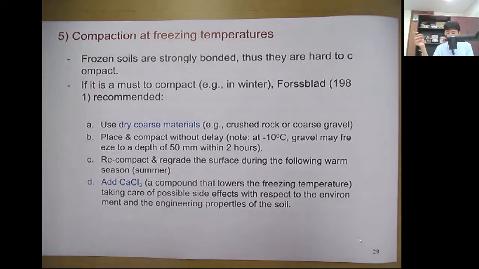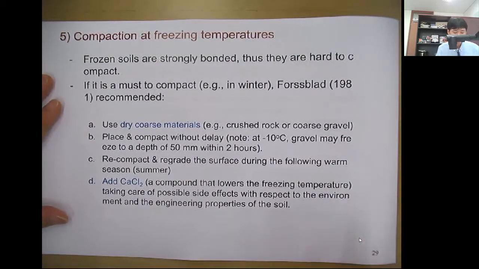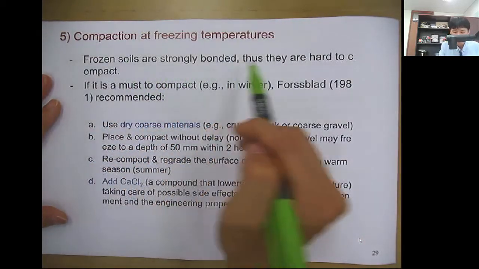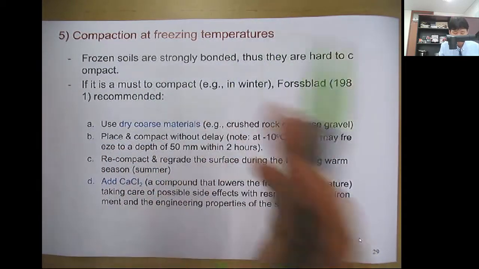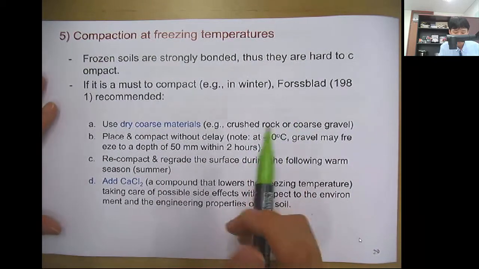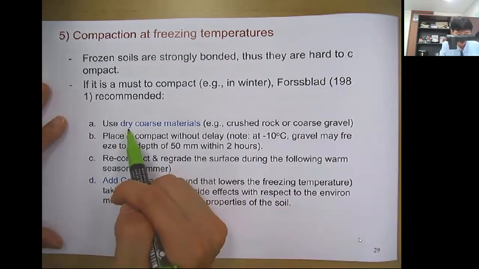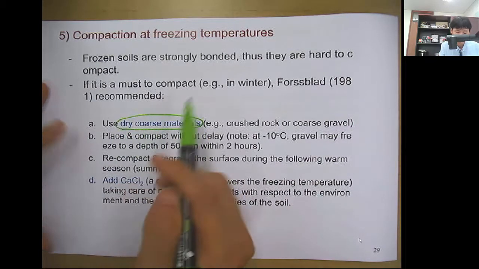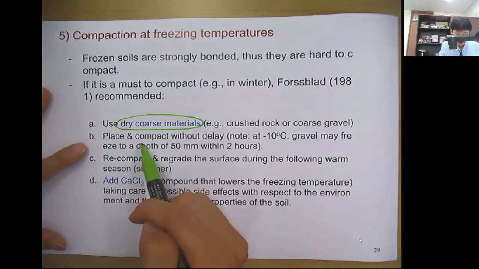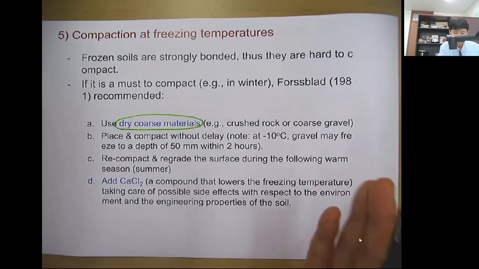Okay, the special case, the compaction at freezing temperatures. Frozen soils are strongly bonded, thus they are hard to compact. If it is a must to compact, if it's an unavoidable condition in winter, previous studies recommended using dry coarse material instead of wet material, and placing and compacting without delay, because if you wait, it's going to freeze very soon.